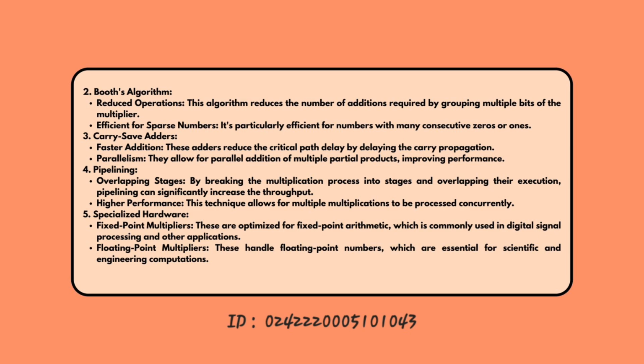Pipelining, overlapping stages. By breaking the multiplication process into stages and overlapping their execution, pipelining can significantly increase the throughput. Higher performance. This technique allows for multiple multiplications to be processed concurrently. Specialized hardware. Fixed point multipliers. Those are optimized for fixed point arithmetic, which is commonly used in digital signal processing and similar applications. Floating point multipliers. Those handle floating point numbers, which are essential for scientific and engineering computations.